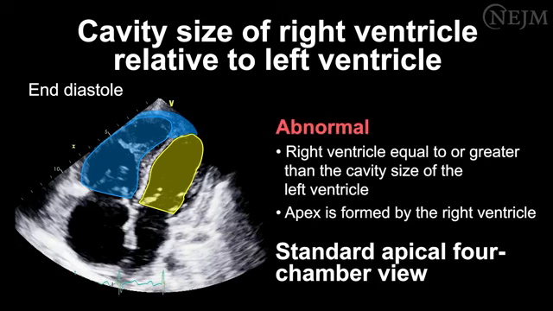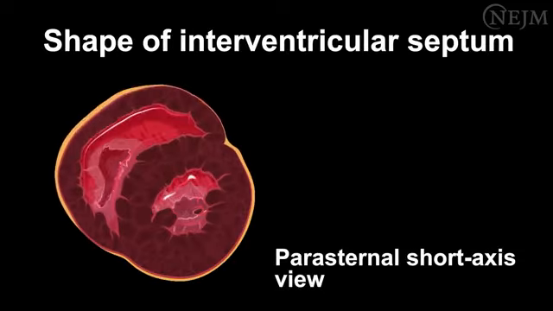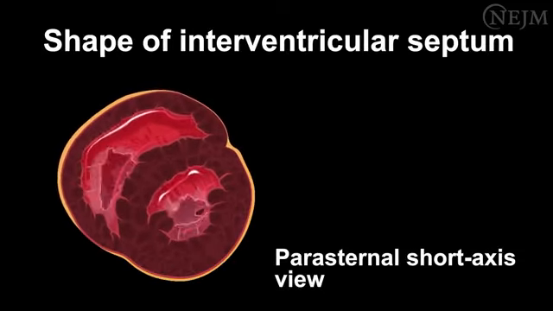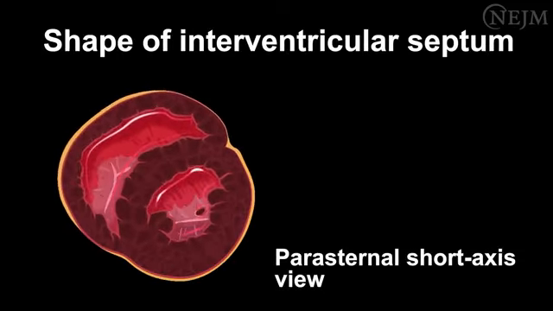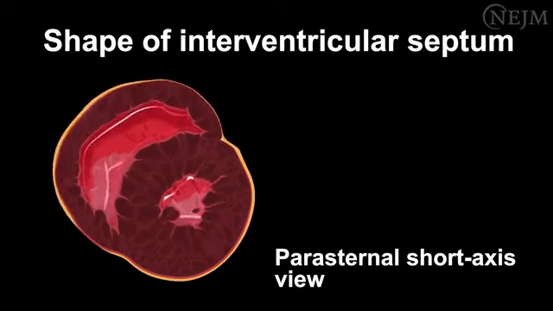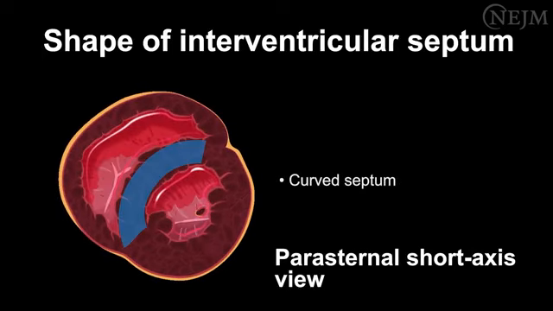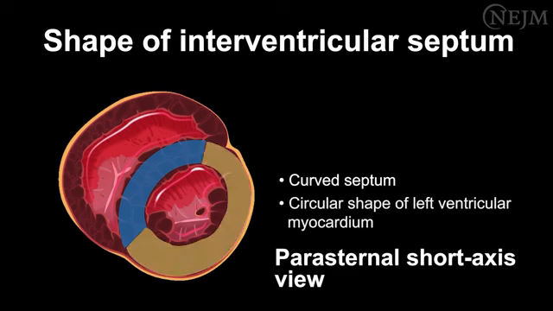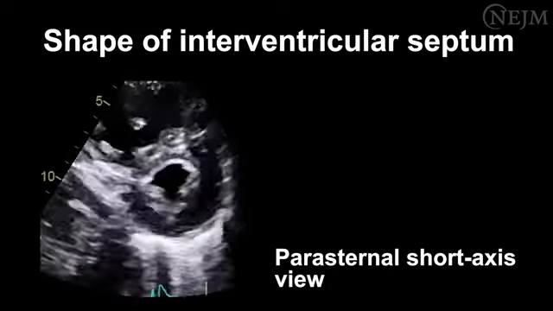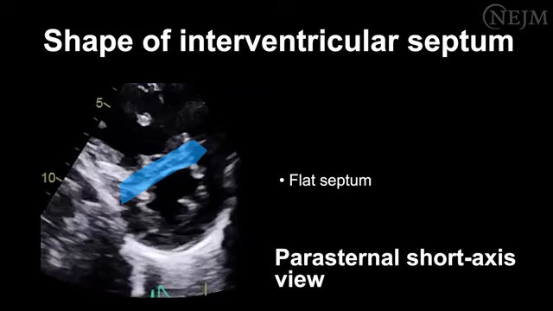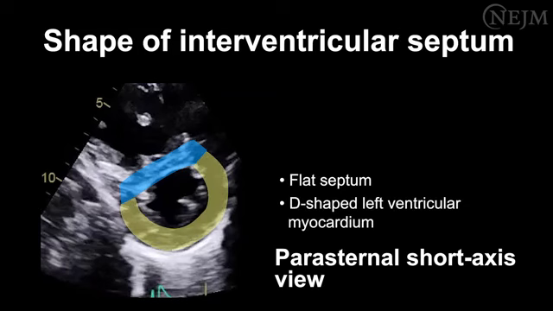loading conditions. The shape of the interventricular septum is evaluated in the parasternal short axis view at the mid-papillary level. When the shape of the interventricular septum is curved throughout the cardiac cycle, giving the left ventricular myocardium a circular shape, then right ventricular loading conditions are likely to be normal. When the interventricular septum becomes flat at times during the cardiac cycle, giving the left ventricular myocardium the shape of the letter D, then loading conditions are excessively increased.